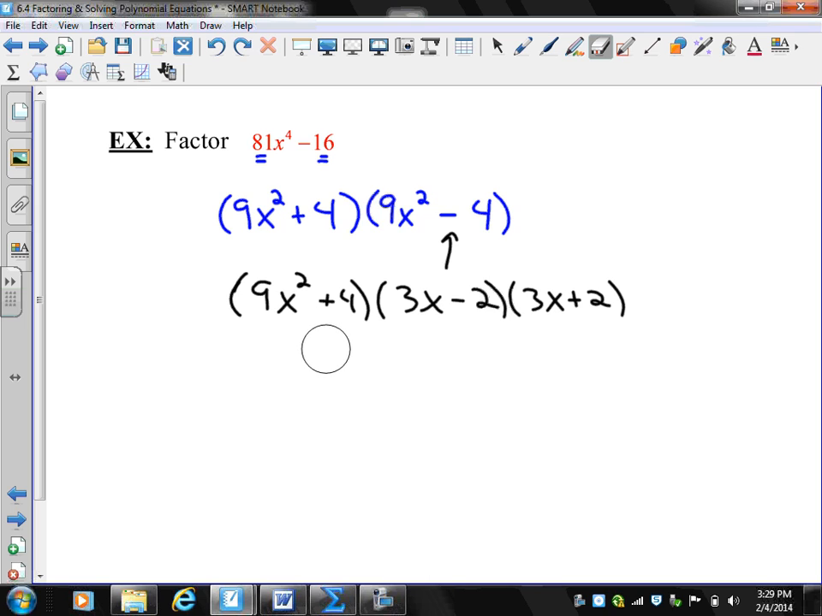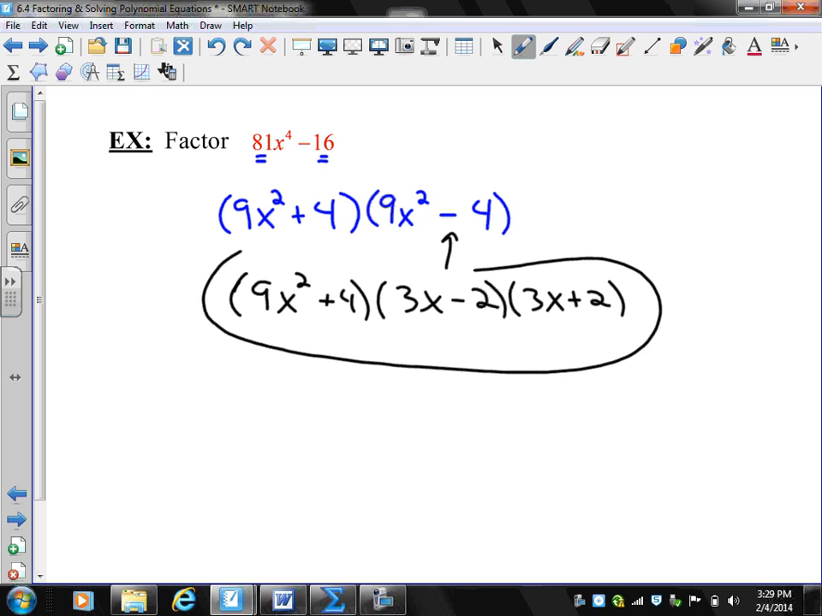All right, hope you enjoyed this. Hope you learned something about factoring, about grouping, about the sum or difference of 2 cubes, about quadratic form.